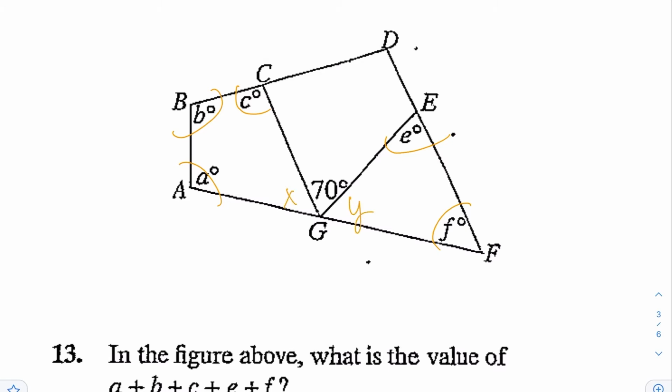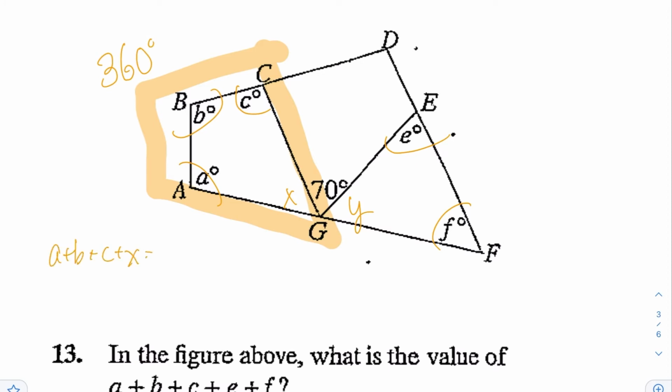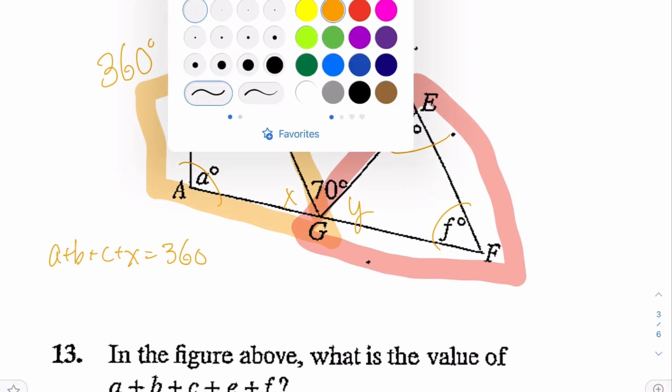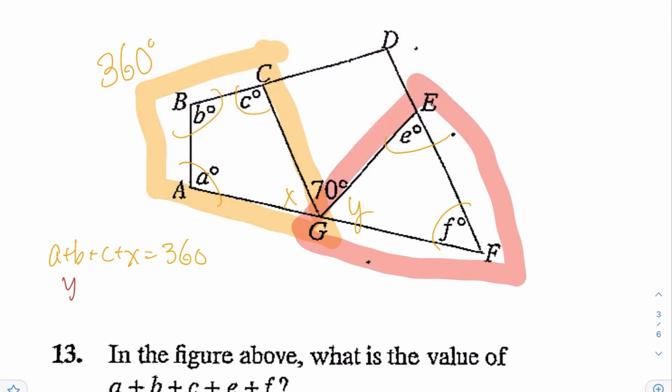The reason we want that is because if you add up this quadrilateral, that's 360 degrees. So a + b + c + x is equal to 360. Then on the right, you have y + e + f. That's equal to 180, because that's a triangle. And triangles add up to 180 degrees.